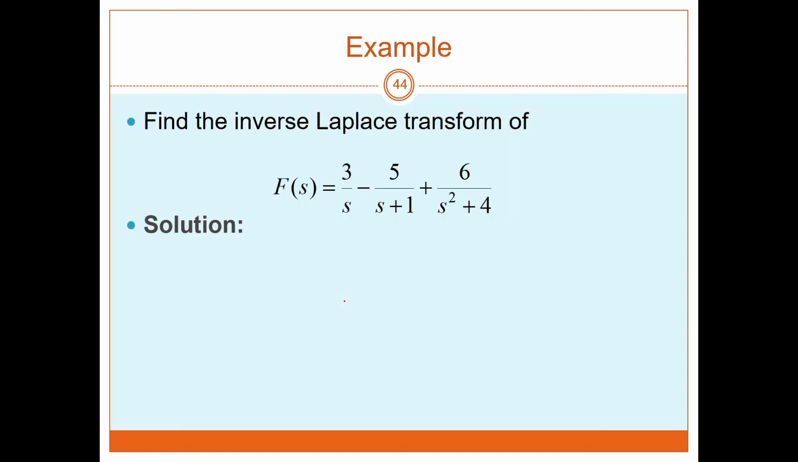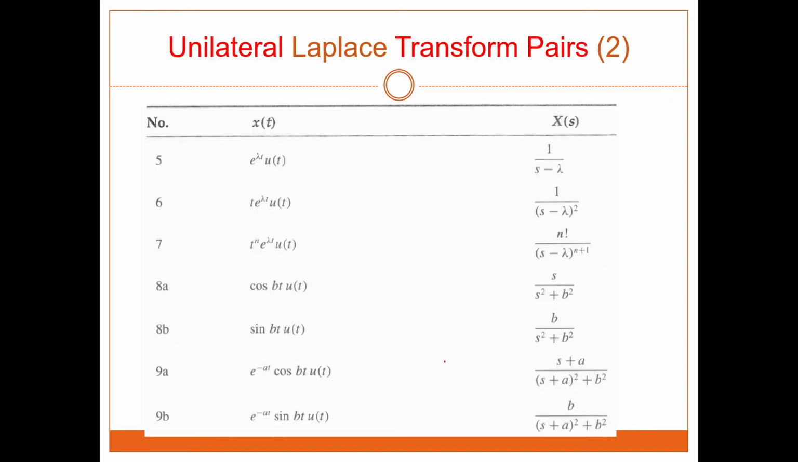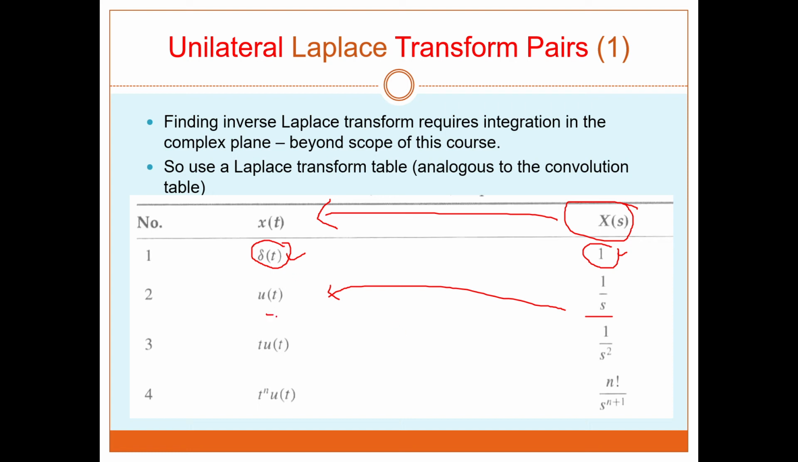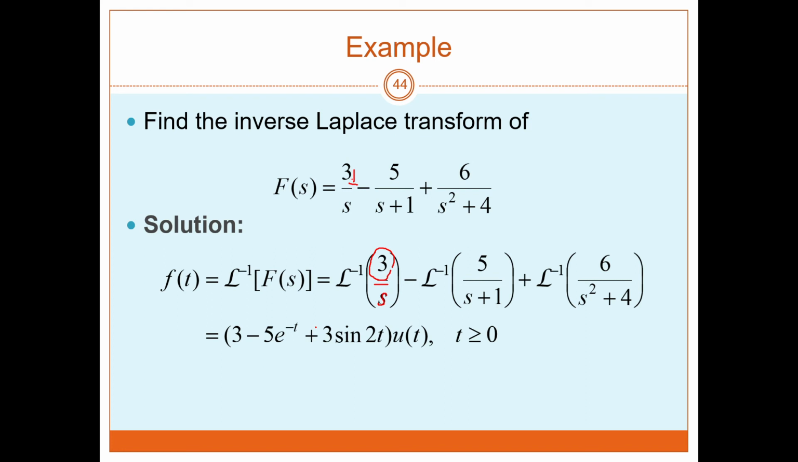3 over s minus 5 over s plus 1 plus 6 over s squared plus 4. Okay, so from the table, we see what the function is for 1 over s. Now 3 is the factor, so we put 3 outside and find the Laplace from 1 over s. So 1 over s in the table is u(t). That means 3 multiplied by u(t).